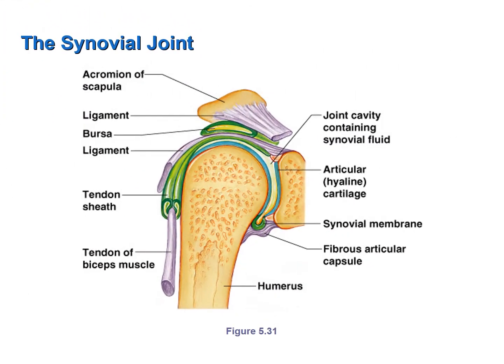This figure illustrates a typical synovial joint. I'm going to use it to discuss the various features of a synovial joint. This specific synovial joint is the articulation between the head of the humerus and the glenoid fossa of the scapula.